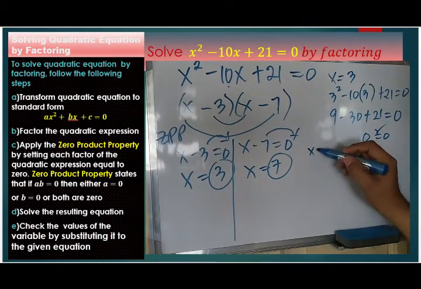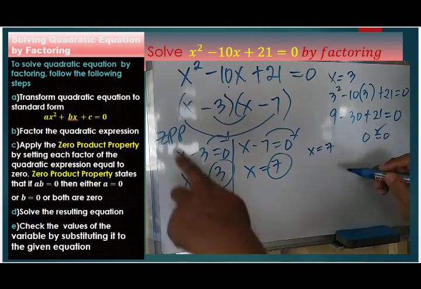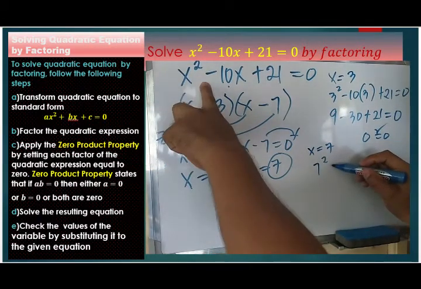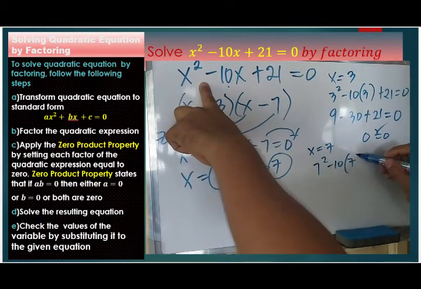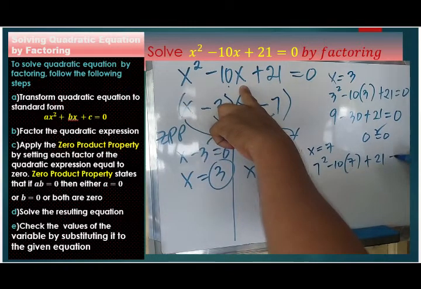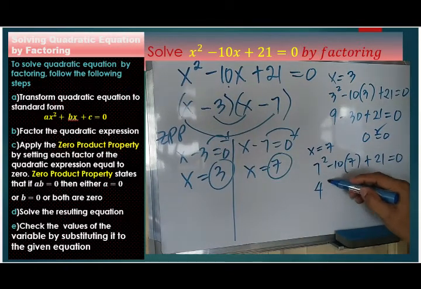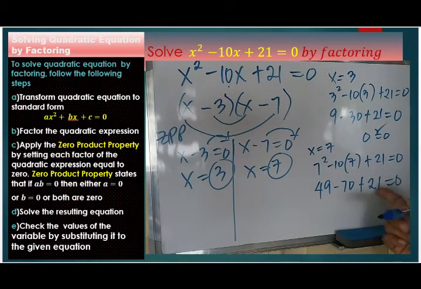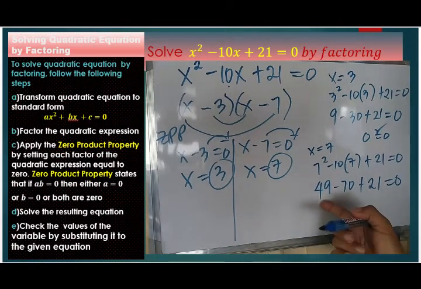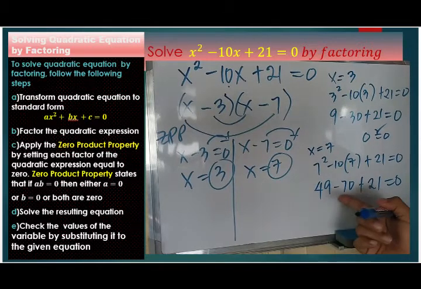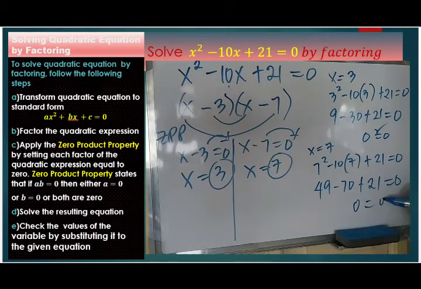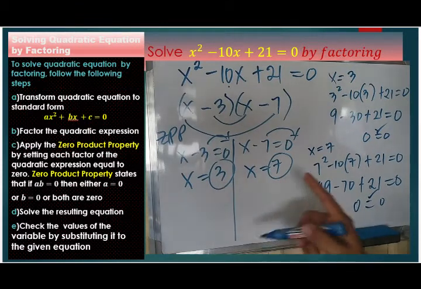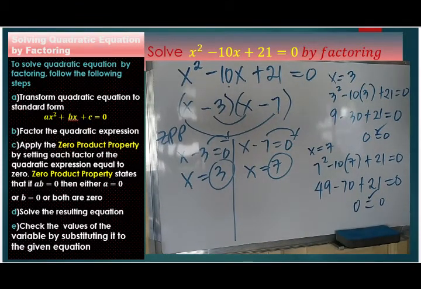How about if x is equal to 7? Then we have 7 squared minus 10 times 7 plus 21 is equal to 0. This is 49 minus 70 plus 21 is equal to 0. 21 plus 49 is 70, minus 70, 0 is equal to 0. It means that 3 and 7 are the correct roots of the quadratic equation x squared minus 10x plus 21.